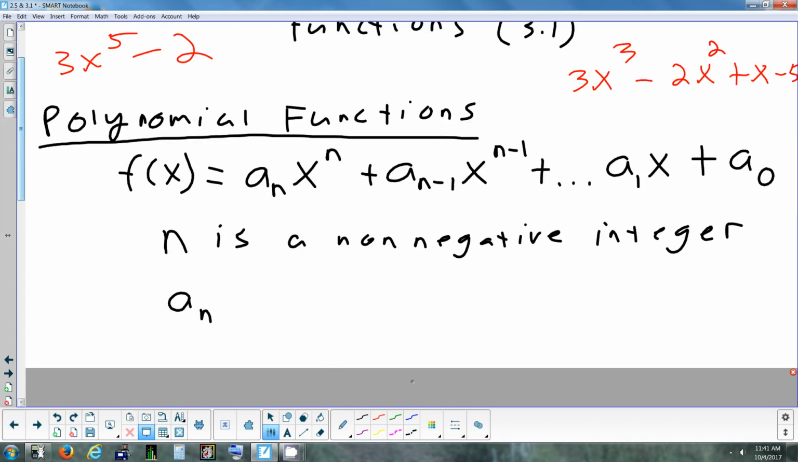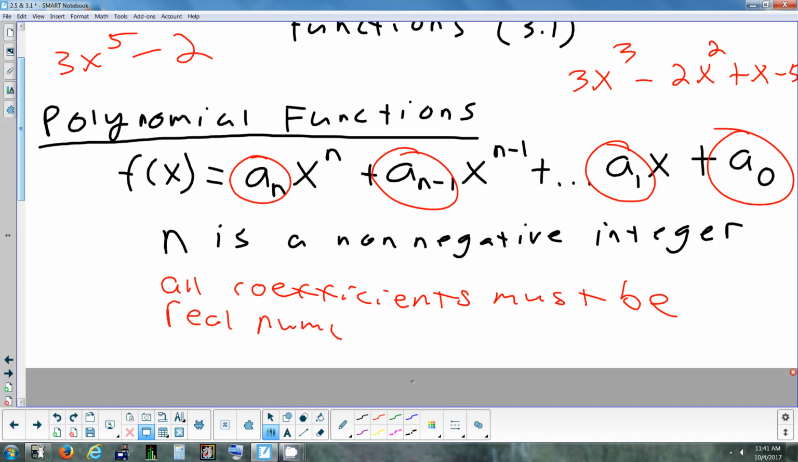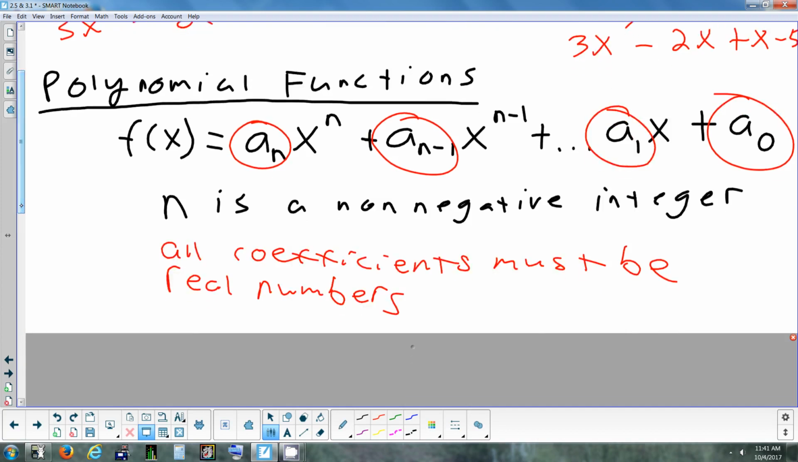Okay, and all the numbers that you put in front have to be real numbers. So you can't use imaginary numbers. So all coefficients must be real numbers. Okay, so no imaginaries.